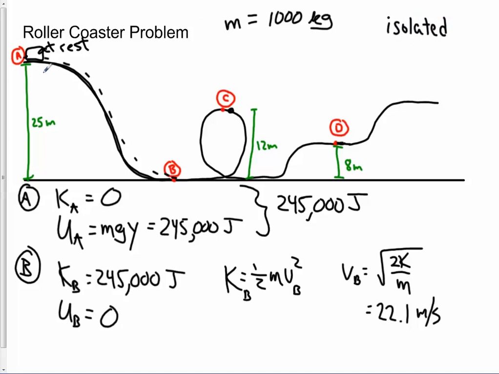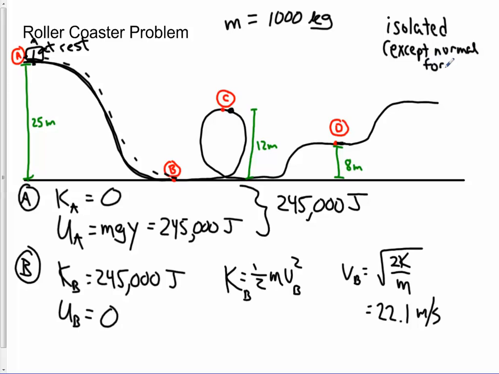There are no external forces acting. Actually, there's the normal force, right? The normal force of the track pushing up on the coaster. Ignore that for just a second while we complete the problem. I'll address that afterward. Normal force is a little bit special.